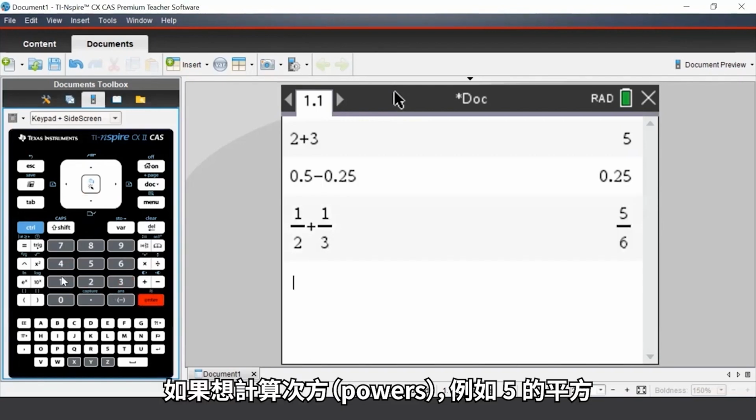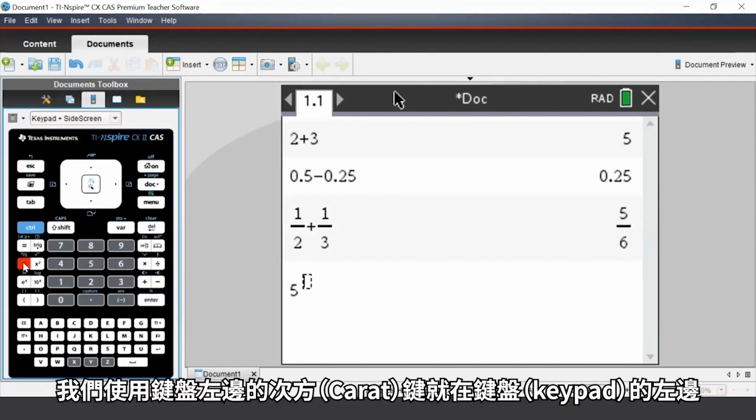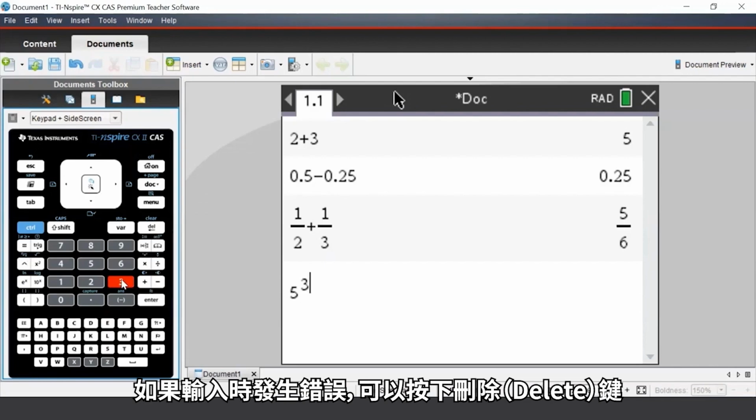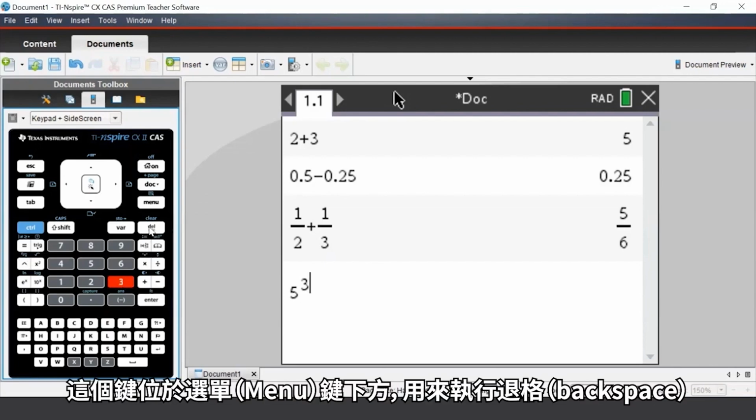If we wanted to work out powers such as 5 squared, we use the caret button on the left-hand side of the keypad. If we ever make a mistake when typing something in, you can press the delete button, which is located just underneath the menu button, to perform a backspace.